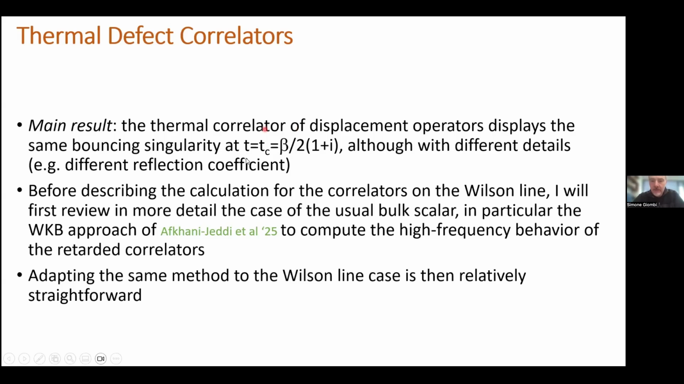Before describing that calculation in the case of the defects, it's useful to first review the case of the bulk scalar fields and try to go through this WKB approach of this paper by Afkhami-Jeddi et al., which is somewhat involved and conceptually a little bit complicated. But because I'll use exactly the same method for the case of the defect correlators, I want to start by reviewing that. And then adapting to the case of the Wilson line is basically straightforward.